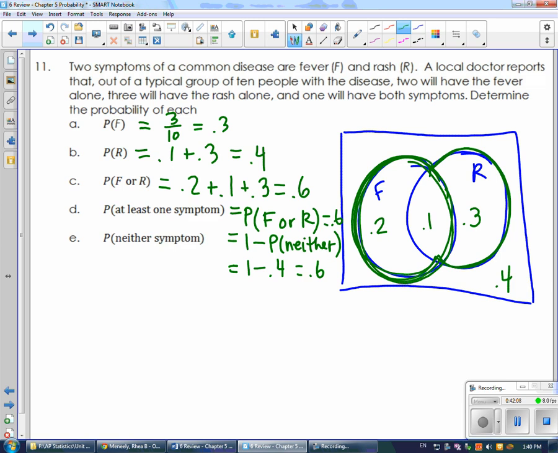And the probability of neither, we've already figured out, is 40%. But again, it would be 1 minus the probability of fever or rash, which would be 1 minus 0.6, which is 0.4.